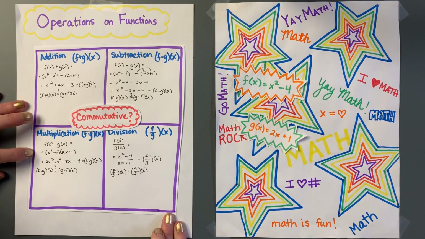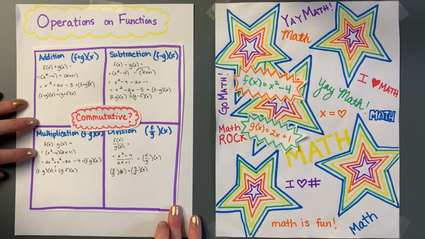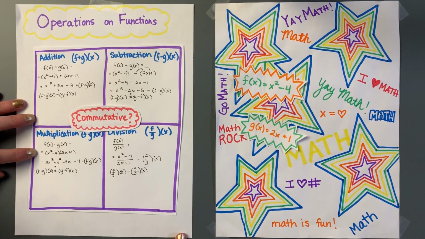I'd like you to pause the video now and think about these. Maybe do the math out on your own and come up with what your thoughts are on whether or not each of these properties are commutative. So pause the video now and do that.